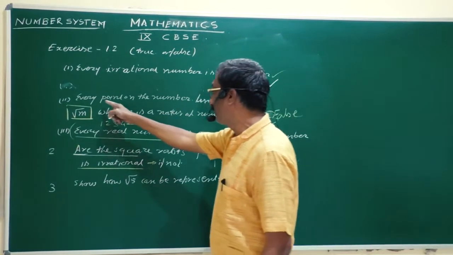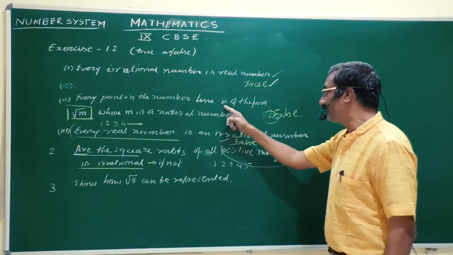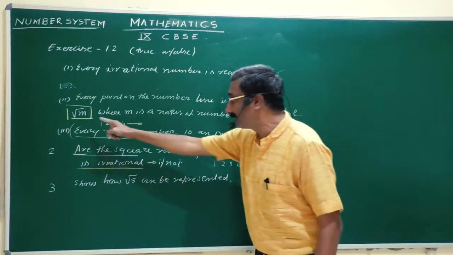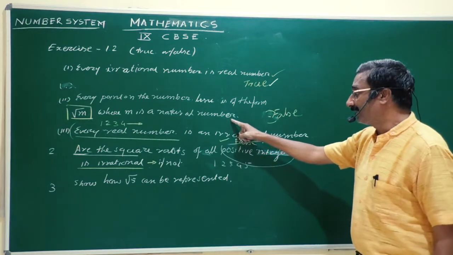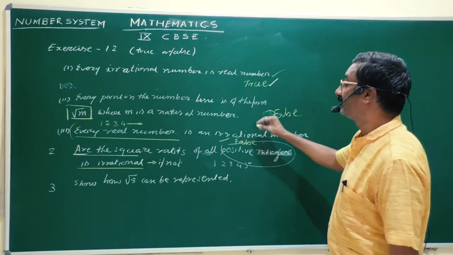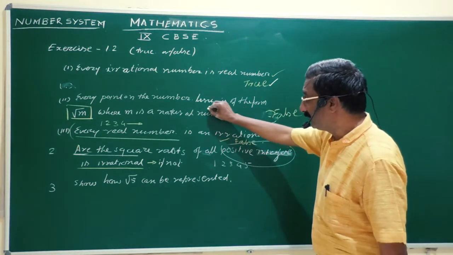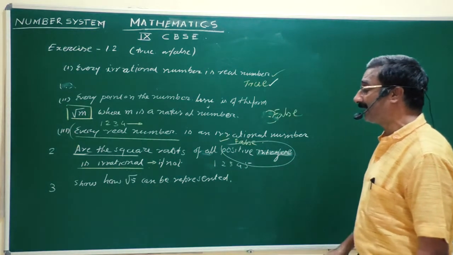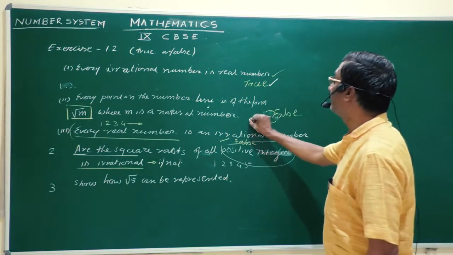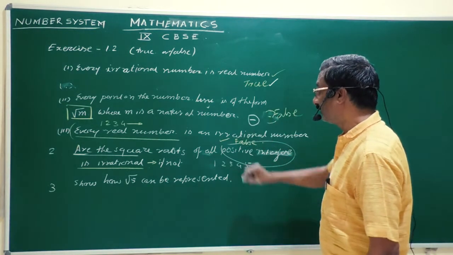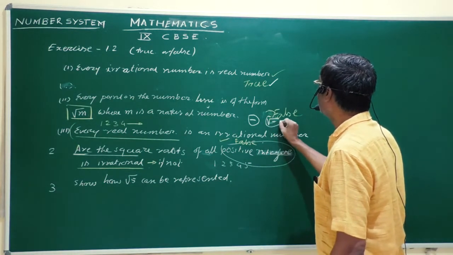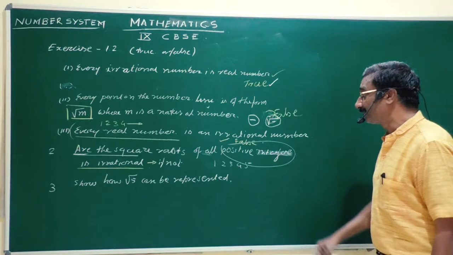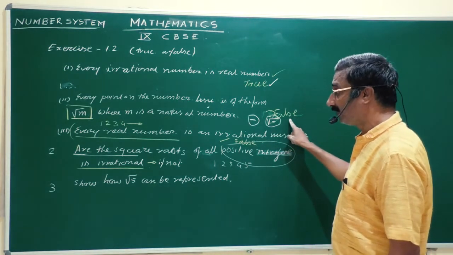Second one, every point on the number line is of the form under root m, where m is a natural number. But in this case, all the positive values of m are okay, but the negative values are not taken, and the under root of any negative number cannot be shown on the number line. So that's why this statement is false.